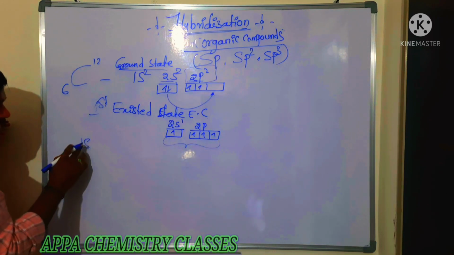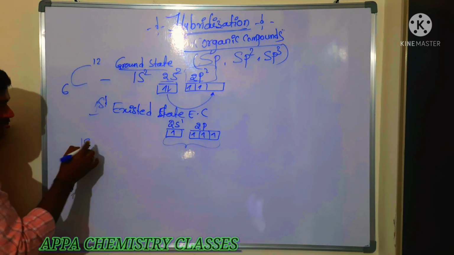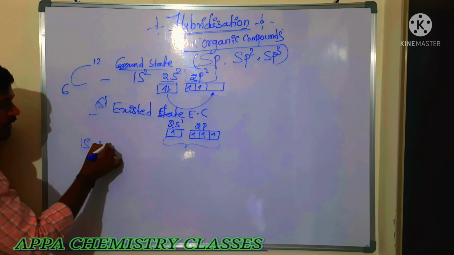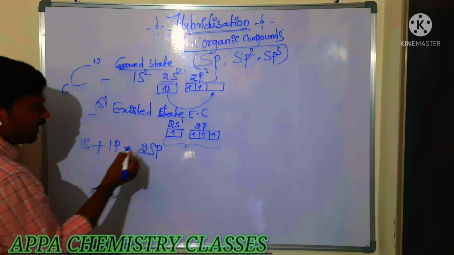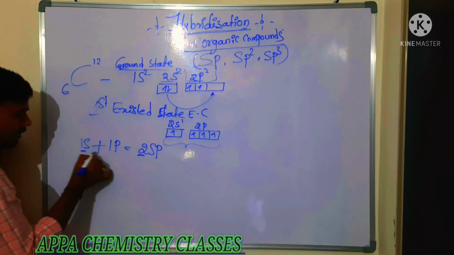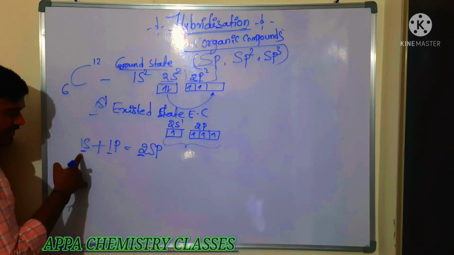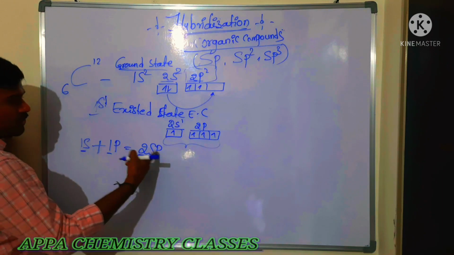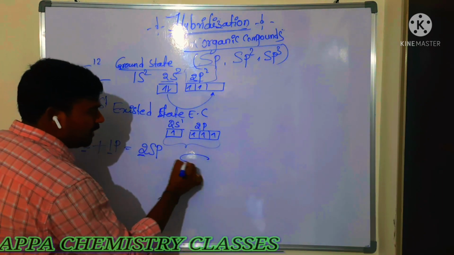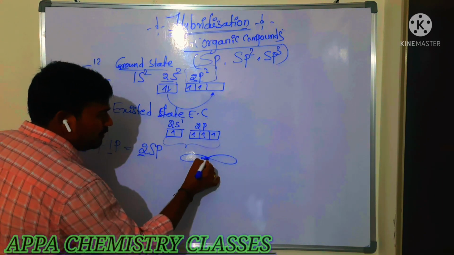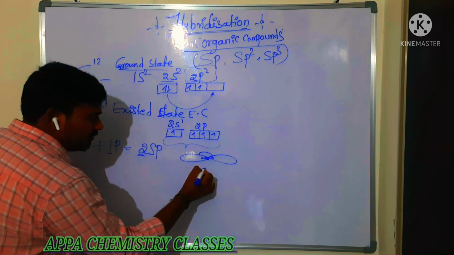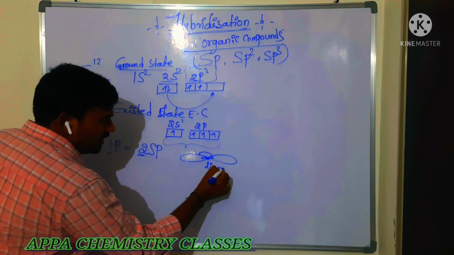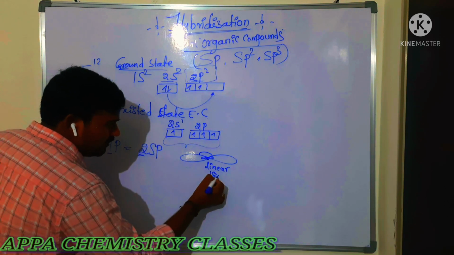Now you see here, I am intermixing one s atomic orbital and one p orbital. We are getting 2 hybrid orbitals. How many atomic orbitals am I mixing? 2. One s, one p. Total 2. So I am getting 2 sp hybrid orbitals. Those 2 sp hybrid orbitals are arranged in this manner, so we are getting a linear shape. So its bond angle is 180 degrees.